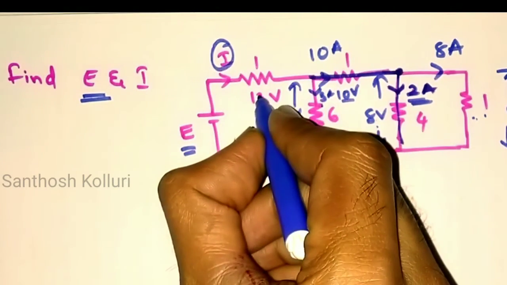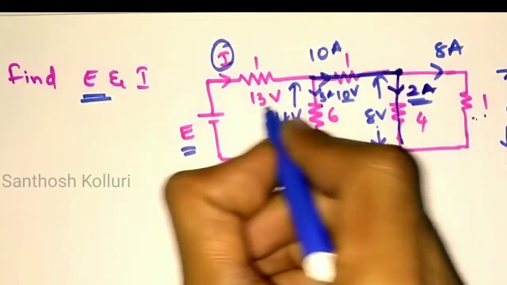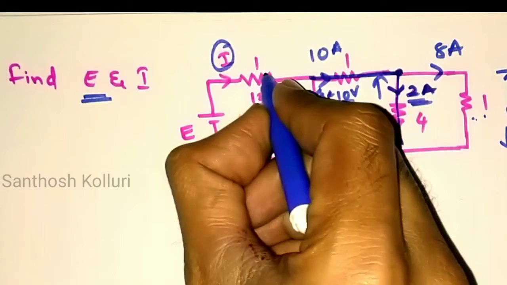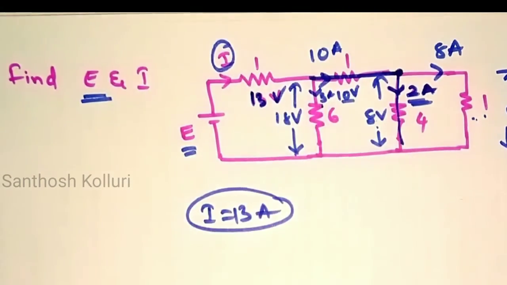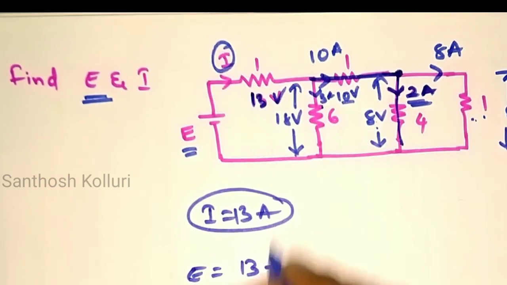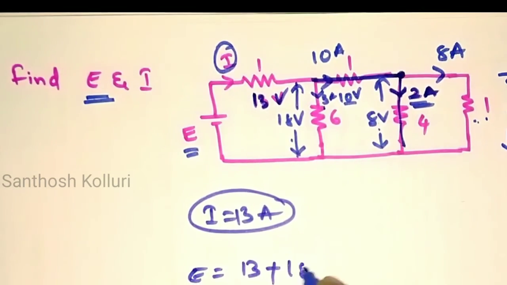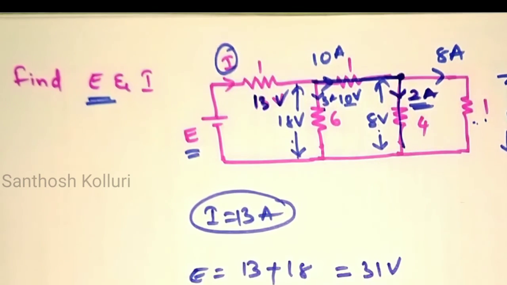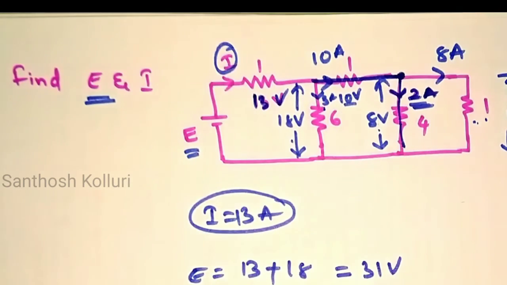Now I can calculate the voltage. Here, 13 into 1 is equal to 13 volts. So the E value will be 13 volts plus this drop 18 volts, which can be written as 31 volts. Like this we can calculate currents and voltage drops by using KCL as well as KVL applications.